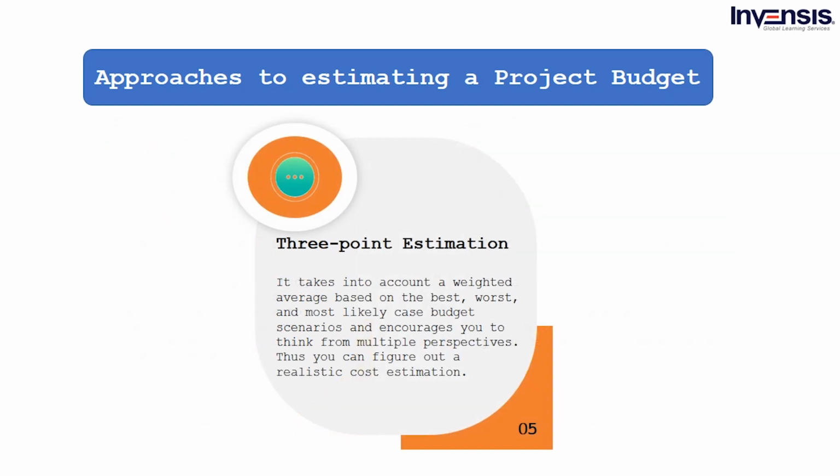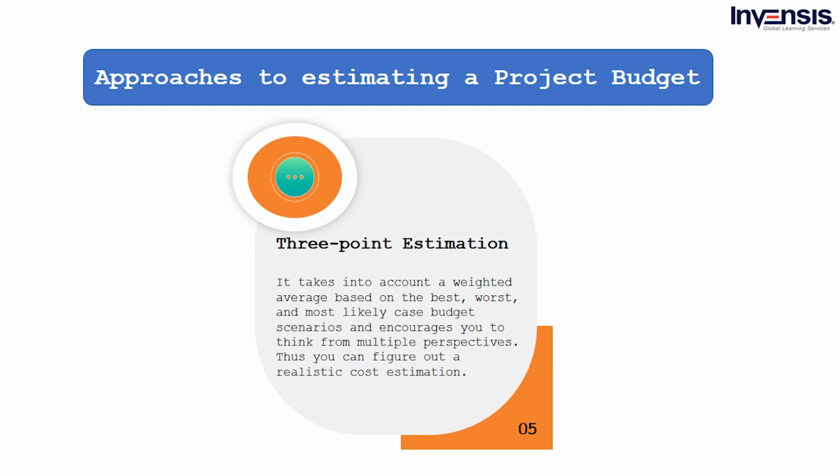Fifth and the last approach is three-point estimation. This is one of the most practical and sensible strategies. It uses a weighted average of the best, worst, and most likely case budget scenarios and encourages you to think from many angles. As a result, you can come up with a reasonable cost estimate.